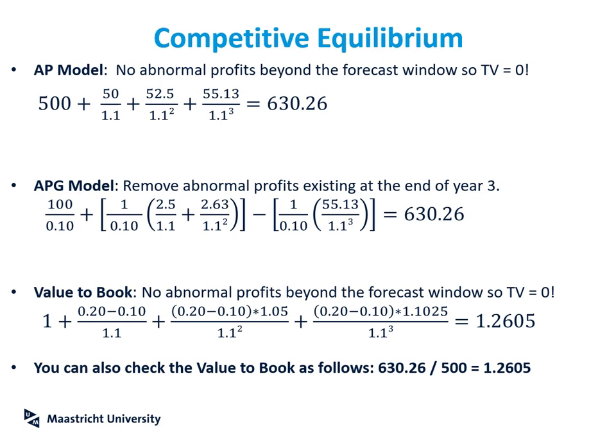Plug all of this in and you will get a value to book of 1.26, which you can also cross-check because we know the beginning book value, that's 500. We know the value that we estimate from the abnormal profit model, that's 630.26. And if we divide the two, we will get to the same result.